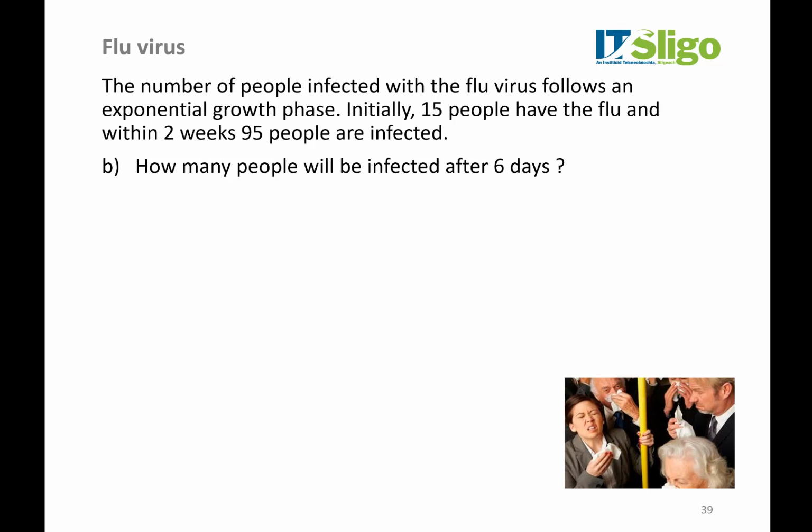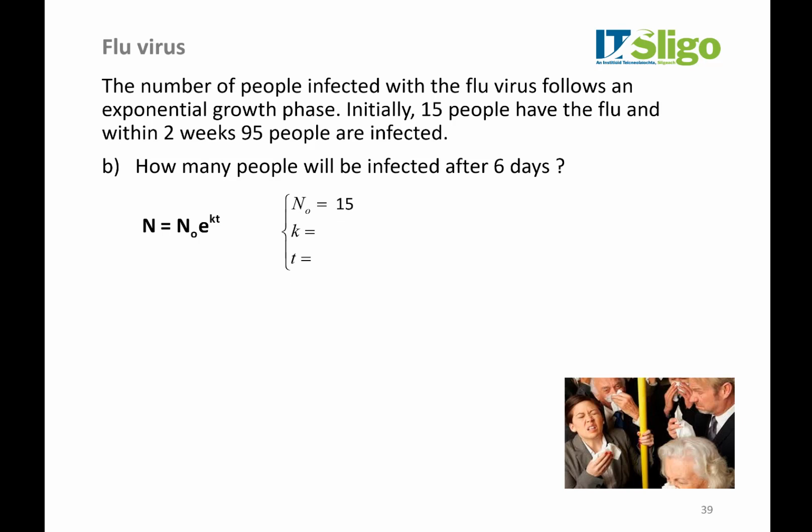How many people will be infected after 5 days? Well, now we're just using the exponential growth function because it's written the way we want it to be. We don't know N, but we do know the initial conditions. That never changes. That's always going to be 15 for this question. We do know k because we just worked it out, and we do know t.